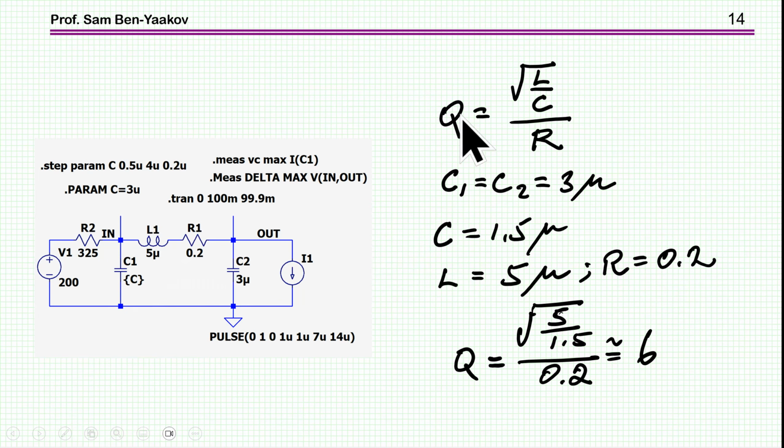And then the quality factor calculated for this unit, which is the characteristic impedance over the resistance, comes up to be 6. So indeed, we have a resonance system with quite a high Q, although we are not exactly at resonance with this 3 microfarad here, but we are pretty close, and this is why we are getting a high ripple current and voltages.